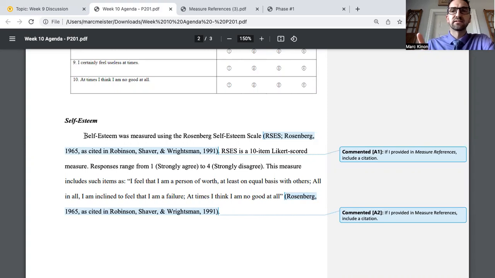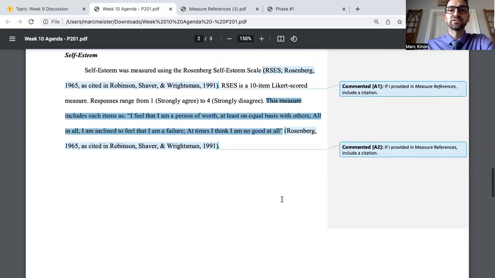So what are the components here? And remember, for each variable in your hypotheses, you need a measure paragraph. But what are the components you have to include? Say the concept that it's measuring. Say what it was measured using, in this case, the Rosenberg self-esteem scale. If there's a provided citation, provide that citation. Then talk about it. Is it a Likert scored measure? Okay. What were the response options? Okay. And then give some examples of items included if there are multiple items. Okay. And that's all you're doing.